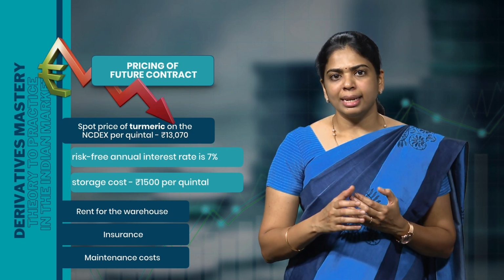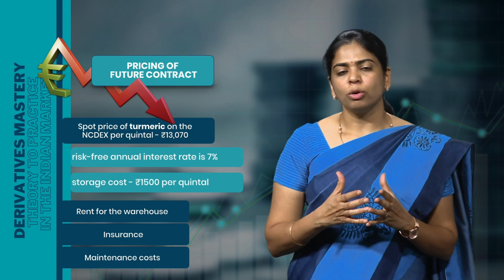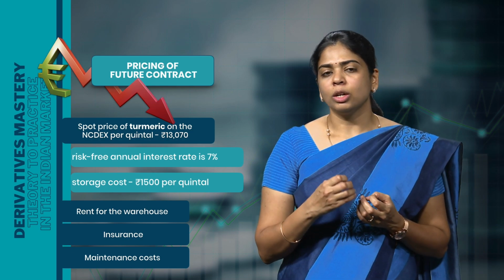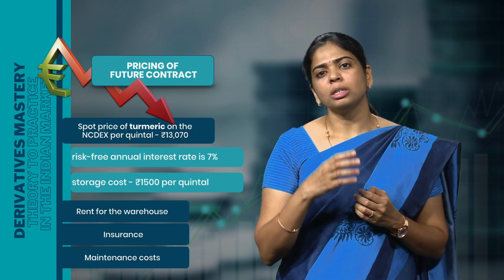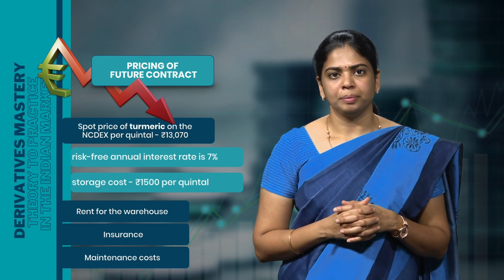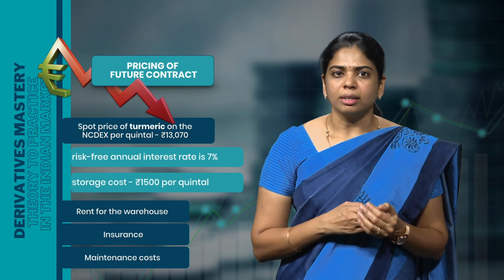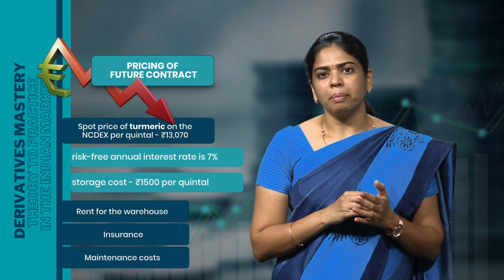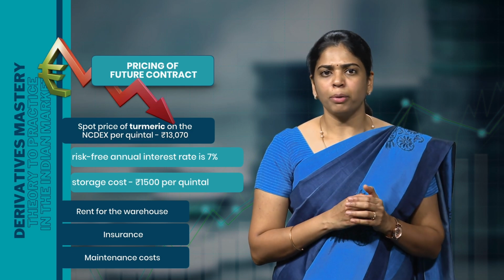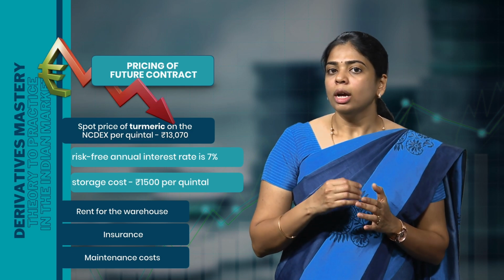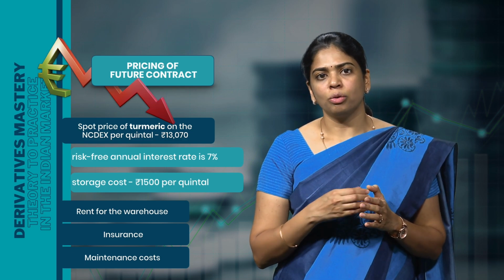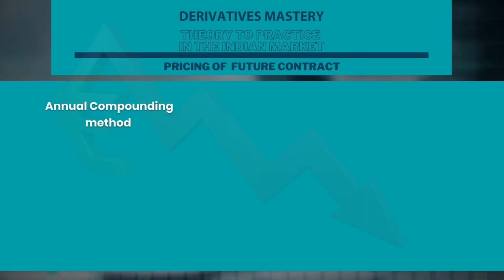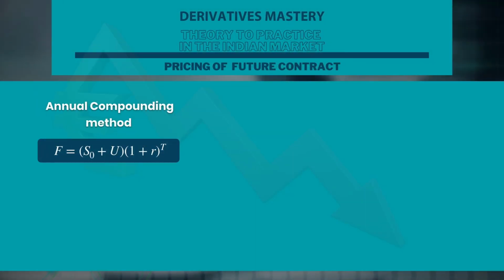So, this includes things like keeping the environment suitable for the turmeric so it doesn't spoil, which is particularly crucial given the climate in many of the turmeric growing regions in India. So, all these factors together make up the total storage cost and they significantly impact the pricing strategy for traders and producers. Now, let's move on to finding the fair value of turmeric, which is going to be transacted after 6 months.